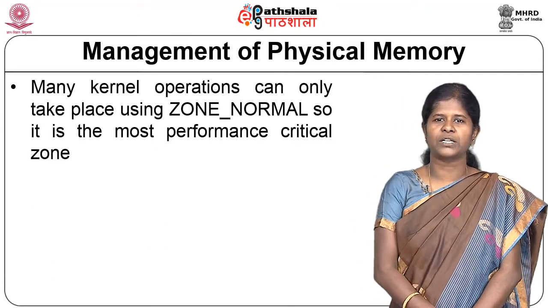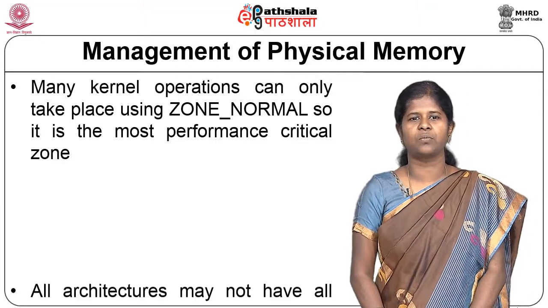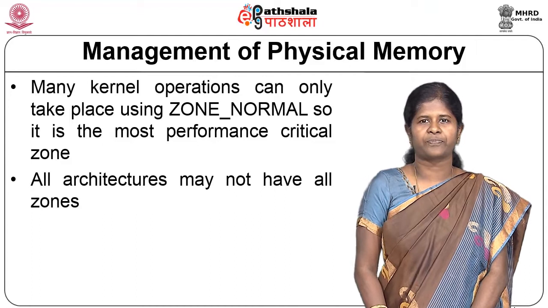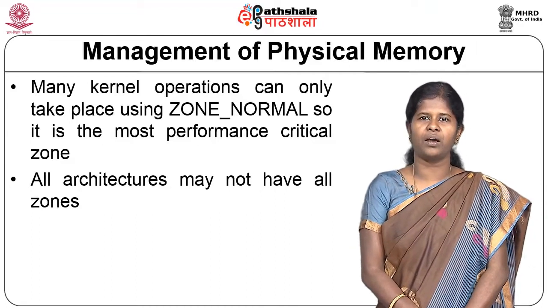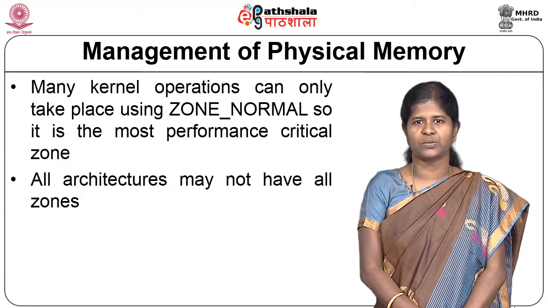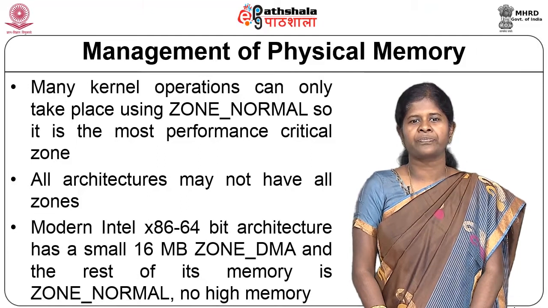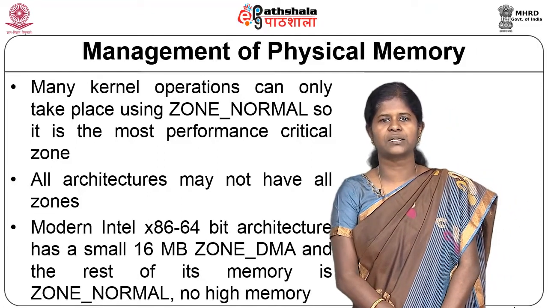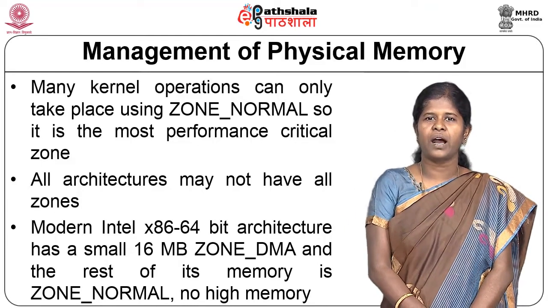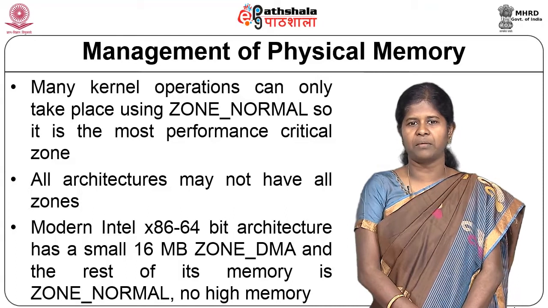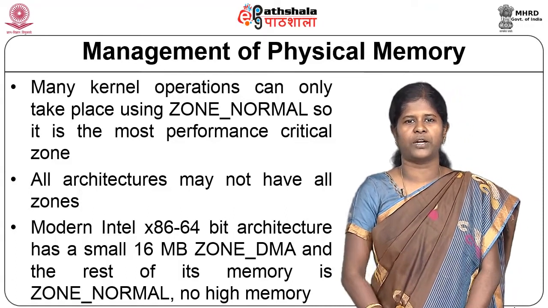And many kernel operations can only take place using this zone normal, and hence it is the most performance critical zone. So, here we see that there are 4 different zones, but all architectures may not have all the zones. Some architectures will have only some of these 4 zones. Say for example, look at this modern Intel x86 64-bit architecture. It has a small 16 MB zone DMA, but the rest of its memory is called a zone normal. There is no high memory in this particular architecture.